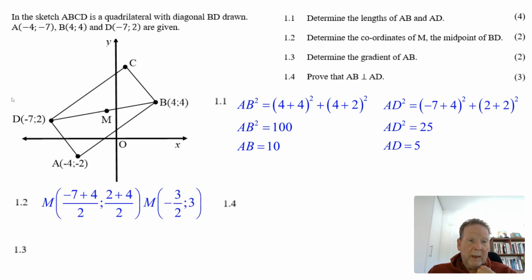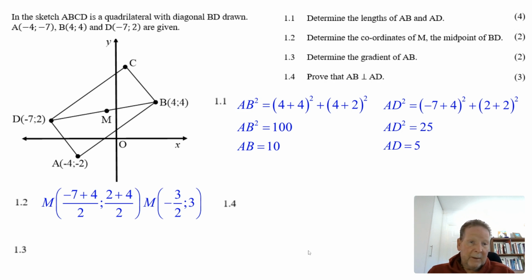Well, all you do is add the x values and divide by 2. So that's minus 3 halves, negative 7 plus 4 over 2. 2 plus 4 divided by 2, that's the y coordinate. Add the y coordinates and divide by 2, and you get 3. It's the average of the x coordinate. Two things added together divided by 2. You find out what's in the middle of any two numbers. And it works for the x coordinates and the y coordinates.